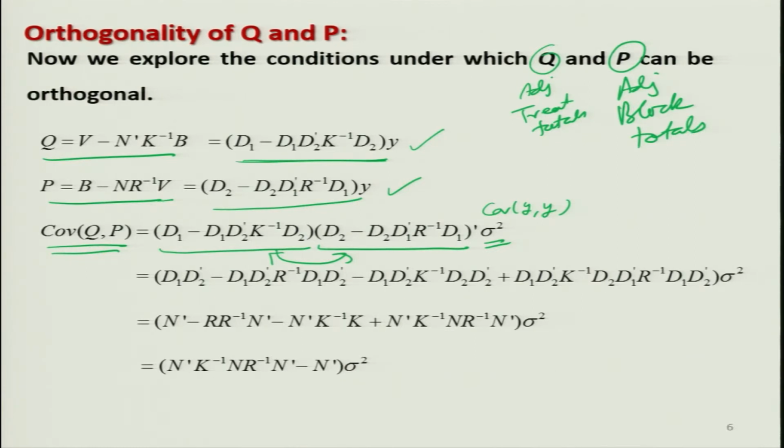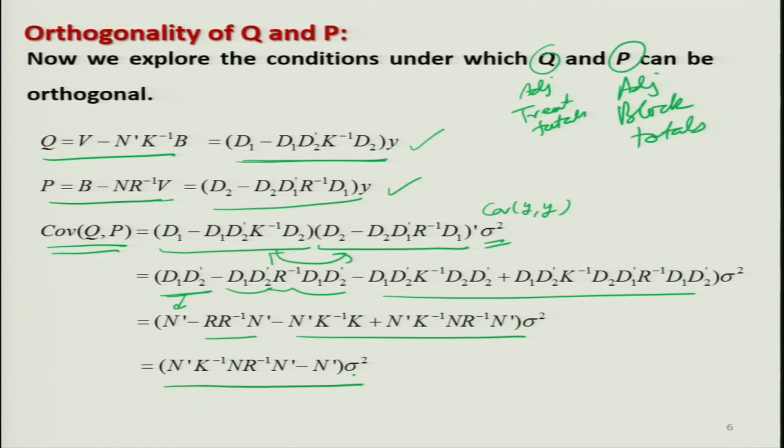So, you can see here that D1 D2 prime is like N transpose, D1 D2 transpose R inverse D1 K2 transpose, that will come here like this, and then similarly you substitute all the corresponding expressions, and finally you will get N transpose K inverse N R inverse N transpose minus N transpose into sigma square.